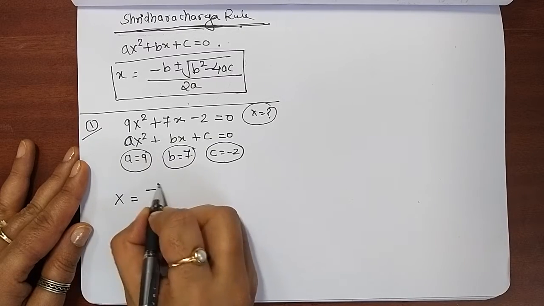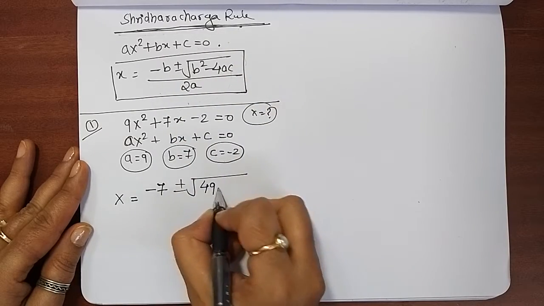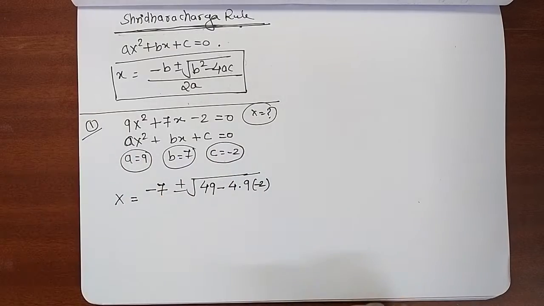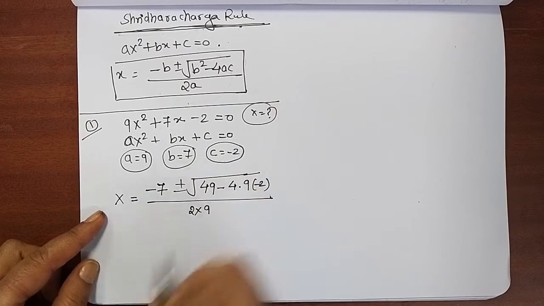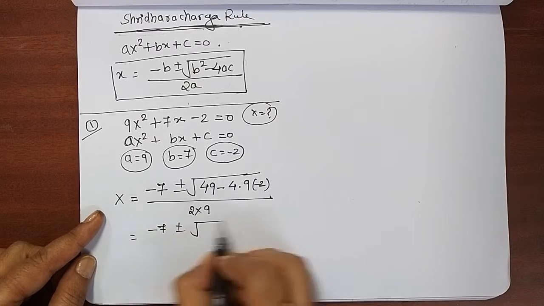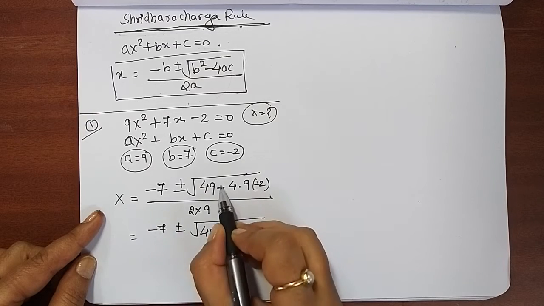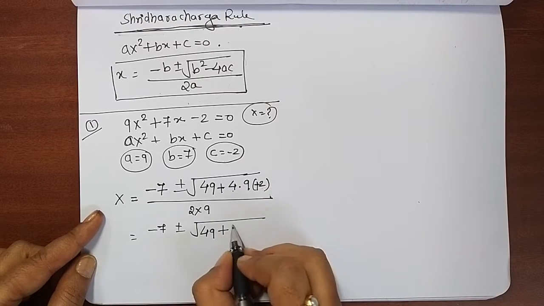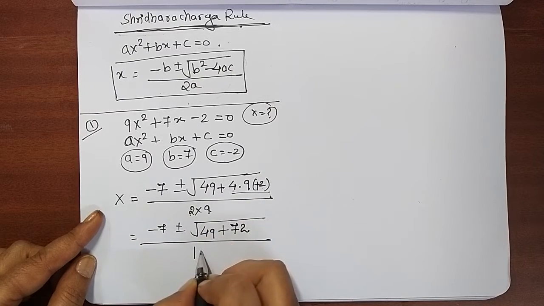x is equal to minus b, which is minus 7, plus minus root of b square, which is 49, minus 4, a is 9, and my c is minus 2, now divided by 2 into 9. Perfect. Now we will simplify it. Minus 7 plus minus root of 49. What is this, guys? Minus, and this minus will become plus, right? And this is 9 4s are 36, into 2 is 72. I'm multiplying these three. Divided by 9 2s are 18.